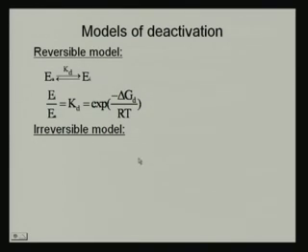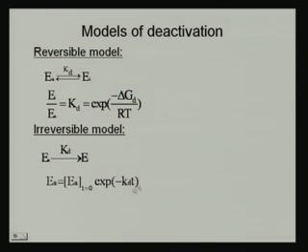And the second one is a lot more straightforward. It's an irreversible form. So straight away it goes from EA to EI. And then the kinetics of it is straightforward. So dEA/dt equals minus kd EA, and you can integrate that to get this. So it's a very straightforward thing.